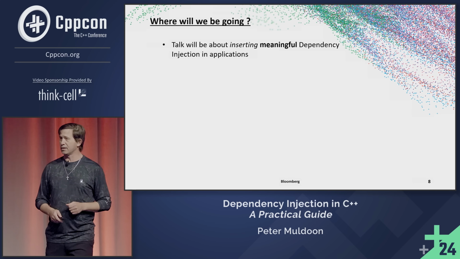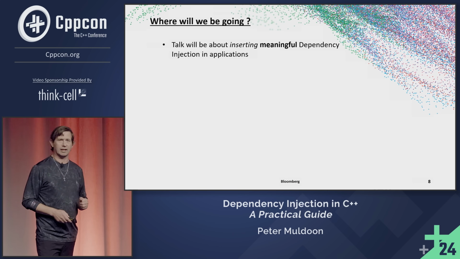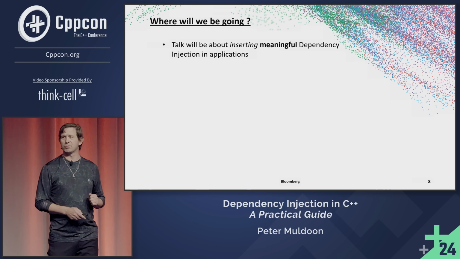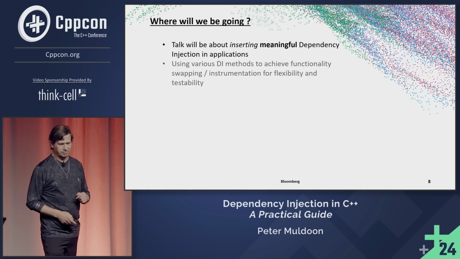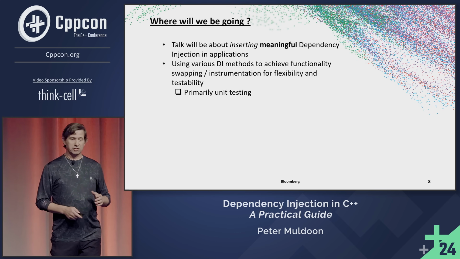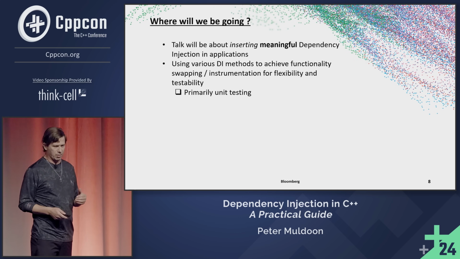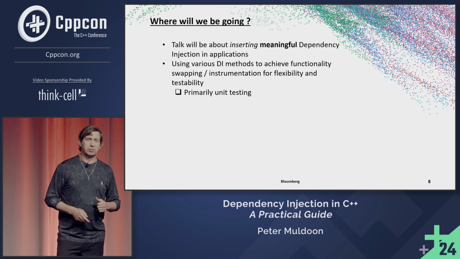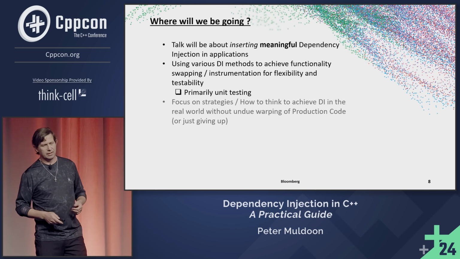So where will we be going in this talk? Well, this talk will be about meaningful dependency injection. And I will talk about that later, because there's lots of very horrible things done in the name of dependency injection, and we'll try and avoid those. We're going to use various dependency injection methods to achieve functionality swapping, mainly for unit testing, but you can use it to make the same code do different things, but that's less used.